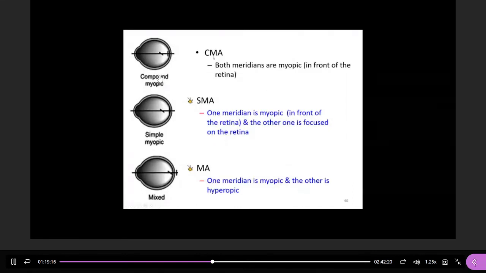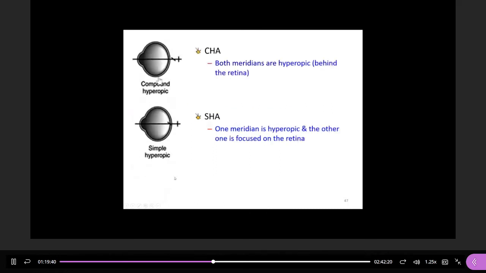So compound myopia means both meridians are myopic, in front of the retina. Simple means one is myopia, the other is on the retina. Mixed means one is in front, one is behind. Actually, one is myopia, one is hyperopia. And compound is both hyperopia, behind the retina. Simple, one is on the retina, one is hyperopia.